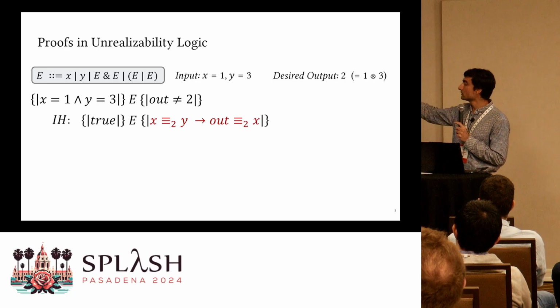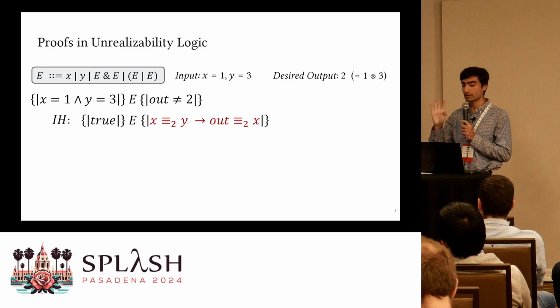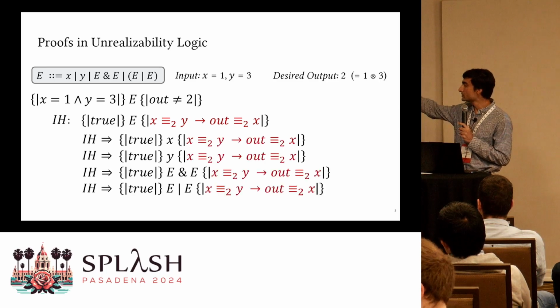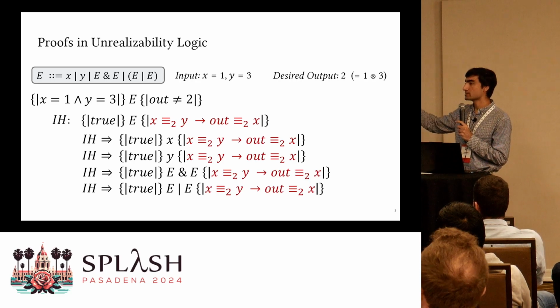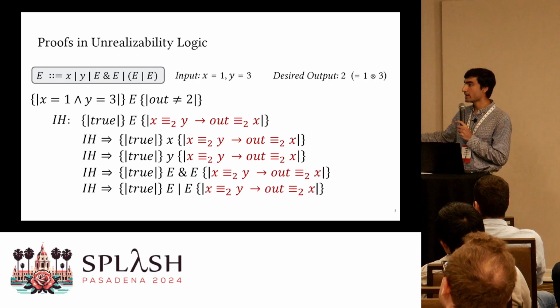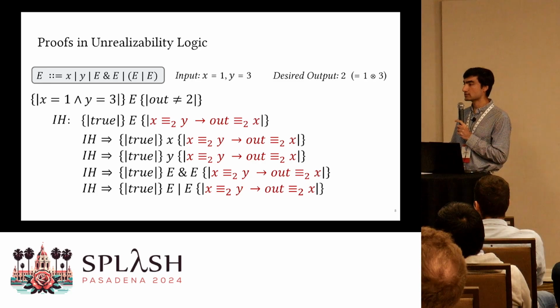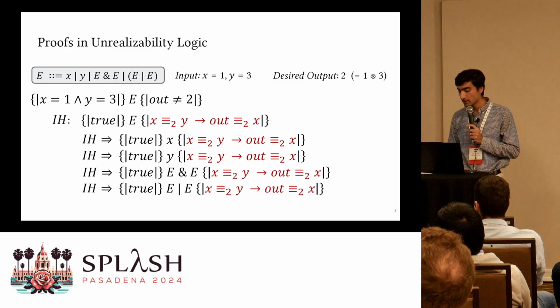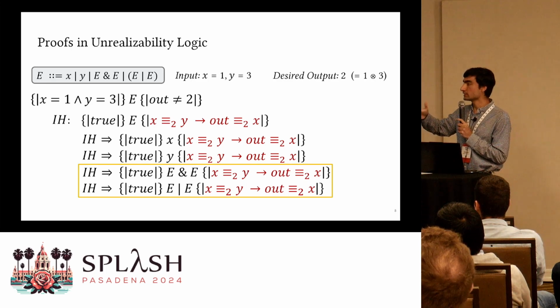We'll take this triple as our inductive hypothesis, and since we have 4 production rules, we have 4 cases. Now the first 2 cases are pretty routine. These are just singleton sets of programs, the singleton set X and the singleton set Y. So there's nothing interesting going on in these base cases because it essentially reduces to normal Hoare logic. The interesting cases are these 2 at the bottom, in which E appears recursively.